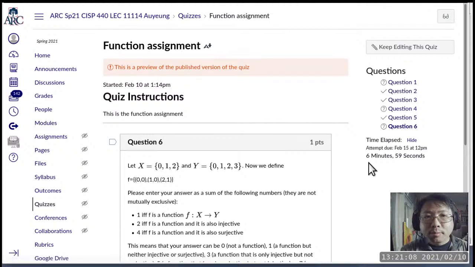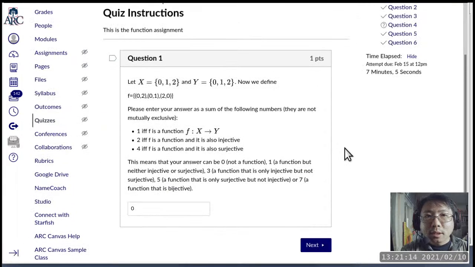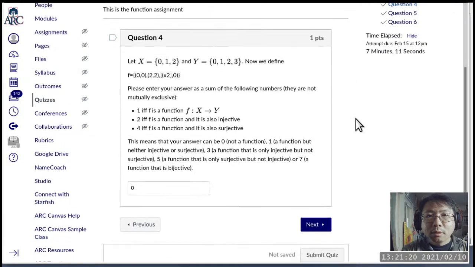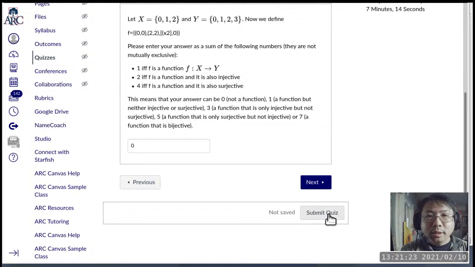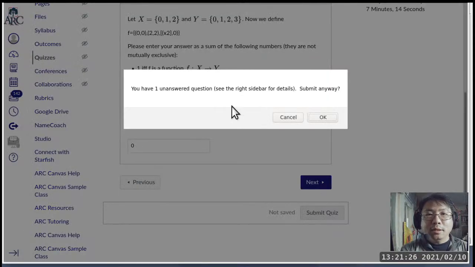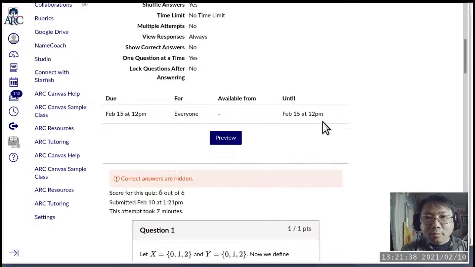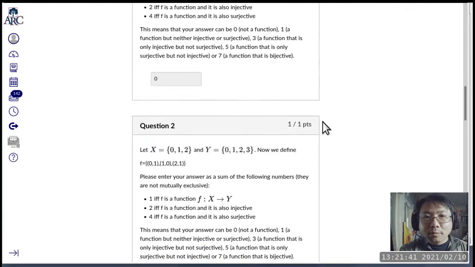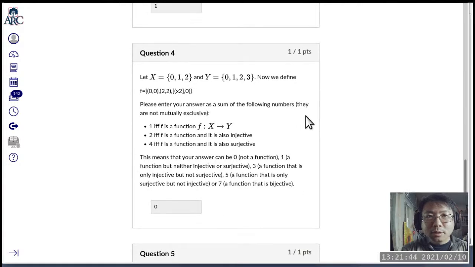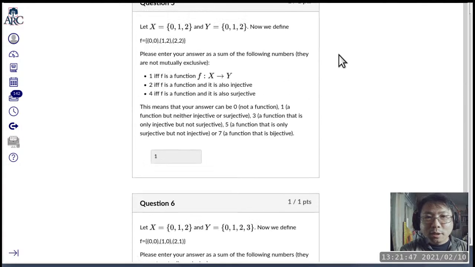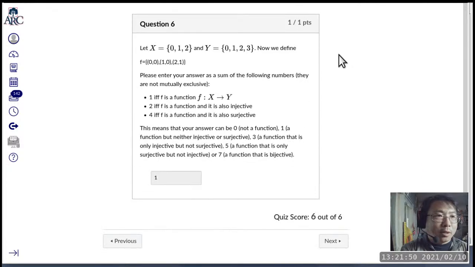Alright, so let's go back and check on the earlier questions. That is a 0. And then question number 4 is also a 0. Alright, so submit quiz. And it's giving me a false positive warning, because I did answer all of them. It just did not register a 0 as a correct answer. So now when I look at the graded version, 1 of 1, 1 of 1, 1 of 1. Oh, this one is also 1 of 1. 1 of 1, 1 of 1. So I got them all. Cool.